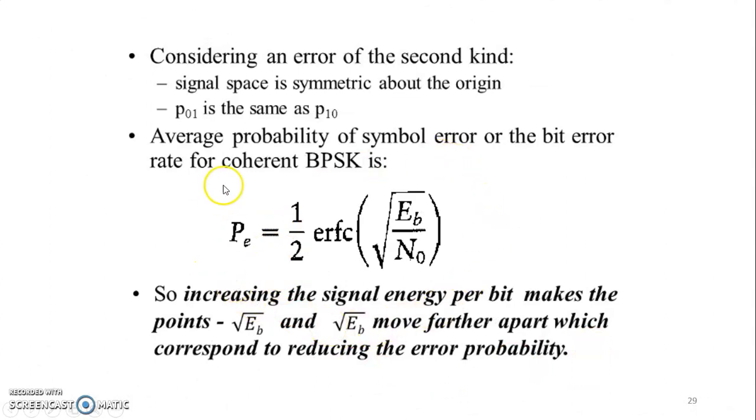So this is an important expression: PE, the bit error rate of coherent BPSK, is 1 by 2 ERFC of root EB by N0. Increasing the signal energy per bit makes the points minus root EB and plus root EB move farther apart, which corresponds to reducing the error probability. So this is the expression for the bit error rate for a coherent BPSK signal. This is very important. Okay, thank you.